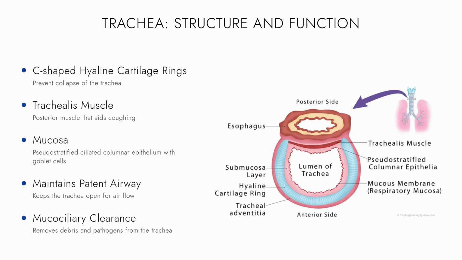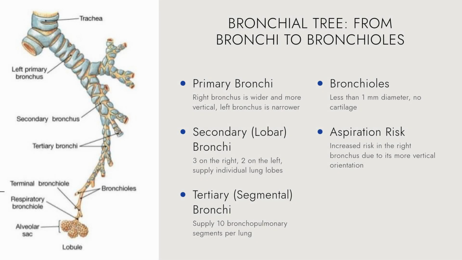In critical care, the trachea is the site for tracheostomy in prolonged ventilation, and understanding its structure helps manage complications like stenosis or mucus plugging. Bronchial tree, from bronchi to bronchioles.